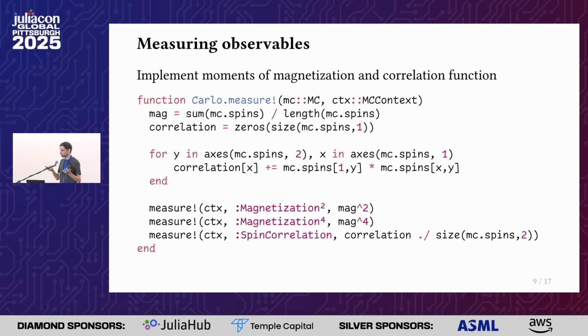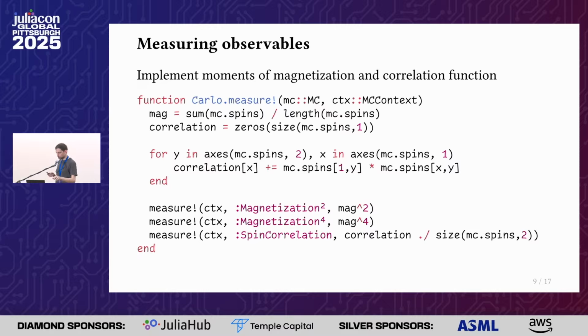And now measuring observables works like this. We focus just on the magnetization and the spin-spin correlation function here to keep it simple. There's this function Carlo.measure, where you do the measurements of your observables, and for the magnetization, we just do the average of the spins over the lattice, and the correlation function. You could do many fancy things using symmetries here, but the simplest way is to just look at the correlation function in the x direction and average over the y direction.